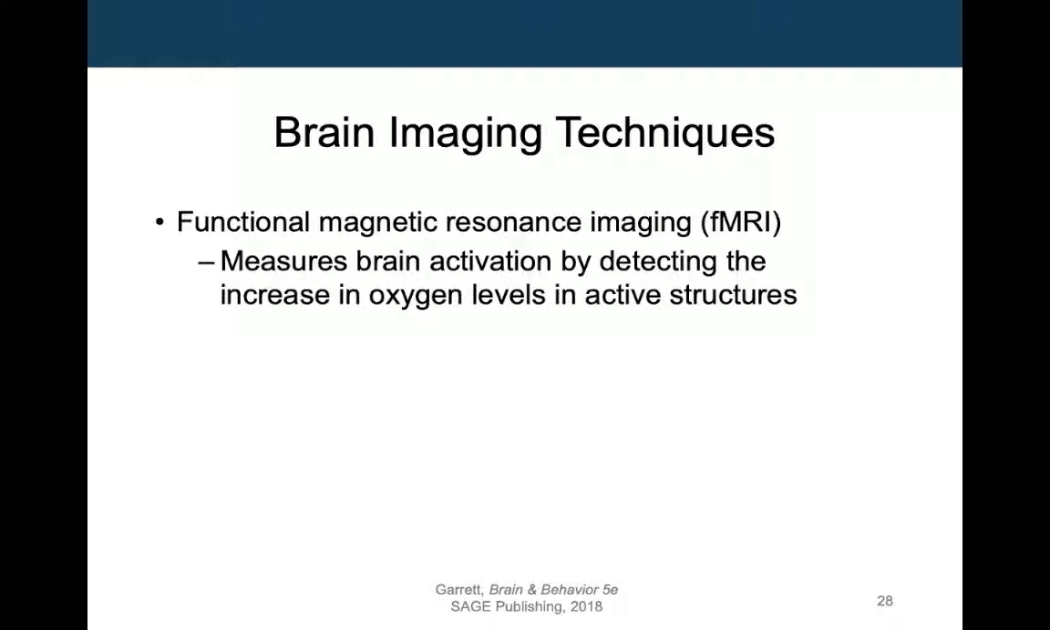So your brain does need oxygen. You've probably heard before of situations of individuals who were born with a lack of oxygen to the brain and those types of situations. Your brain needs oxygen in order for the structures to work properly. And so what the fMRI does is measure the brain activation of those particular structures based on the level of oxygen that's there.